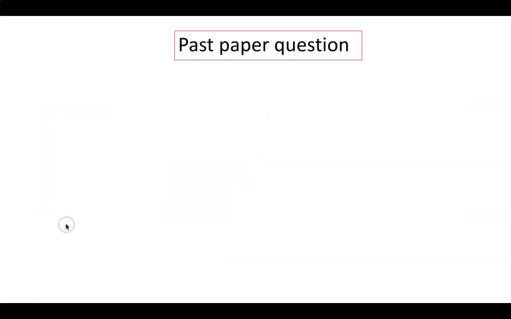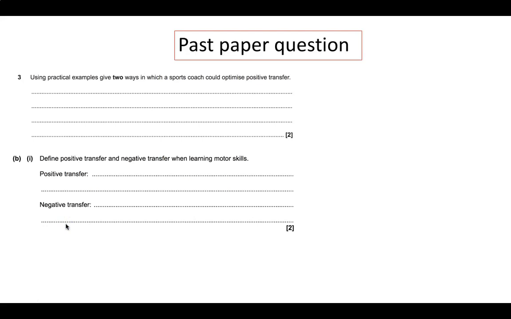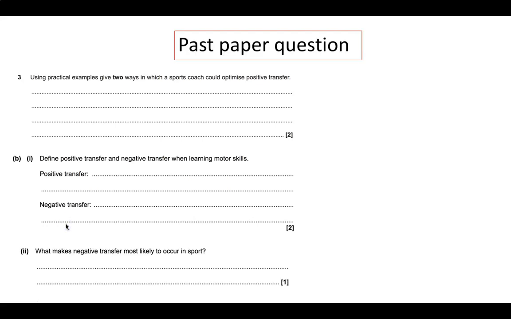Let's look at past paper questions that have come up recently. Using practical examples, give two ways in which a sport coach could optimize positive transfer. Remember, being able to optimize positive transfer is one of the things we need to be aware of. We need to know it and we need to understand it. Define positive transfer and negative transfer when learning motor skills. And then finally, what makes negative transfer most likely to occur in sport?